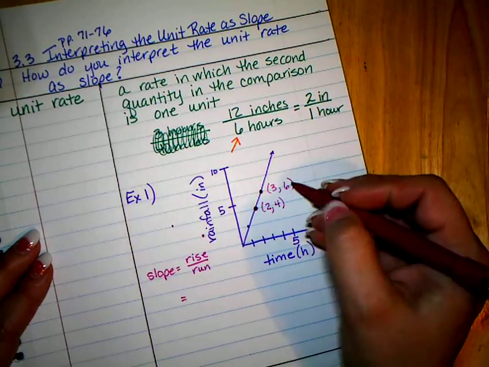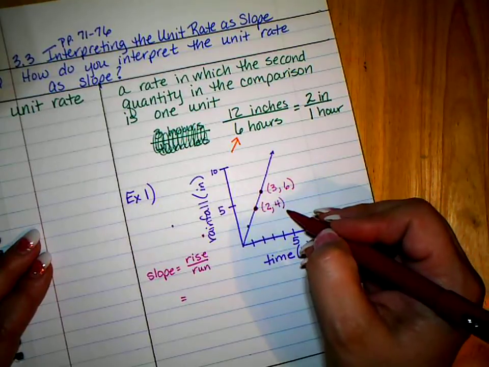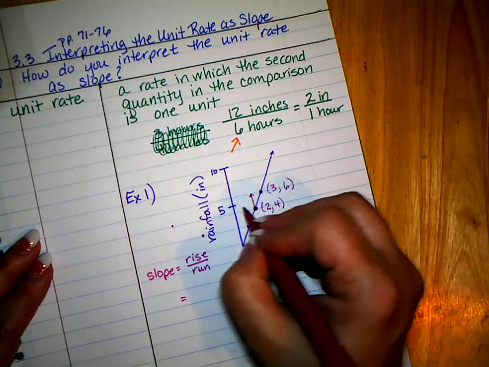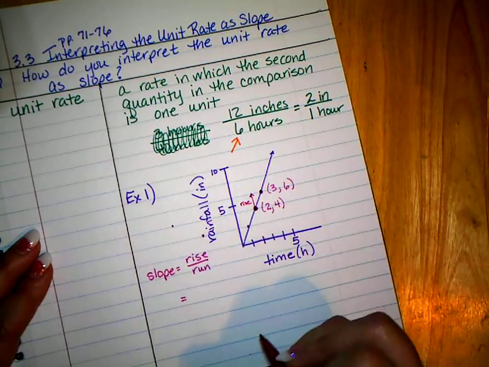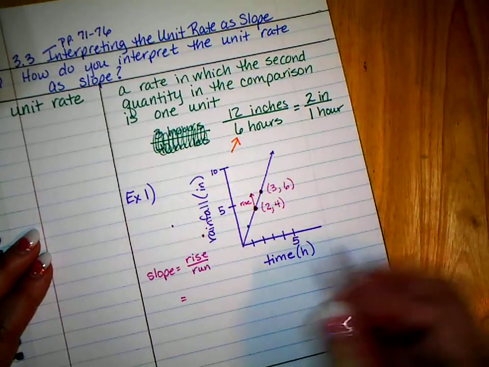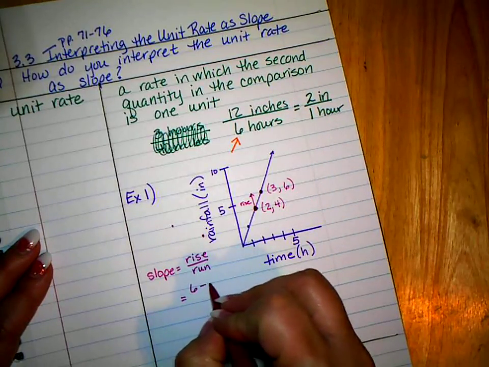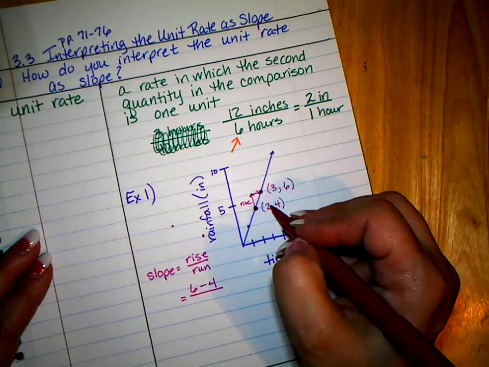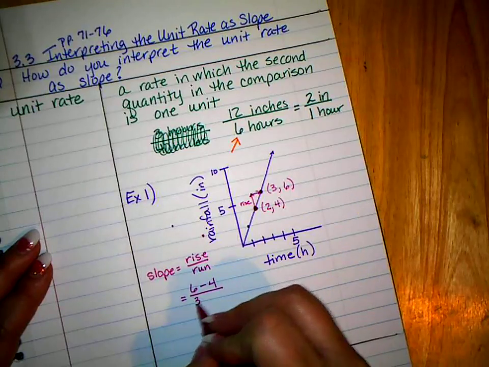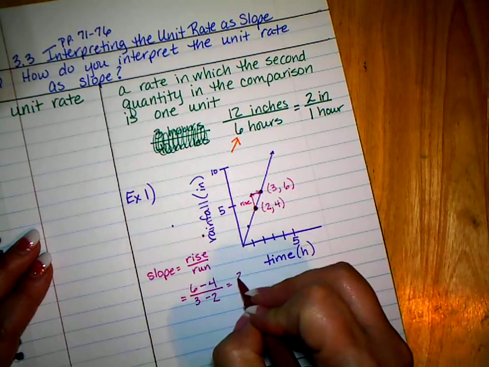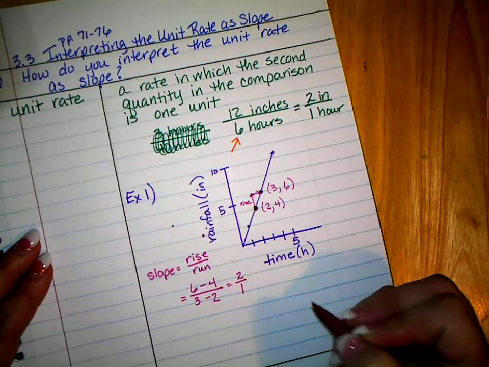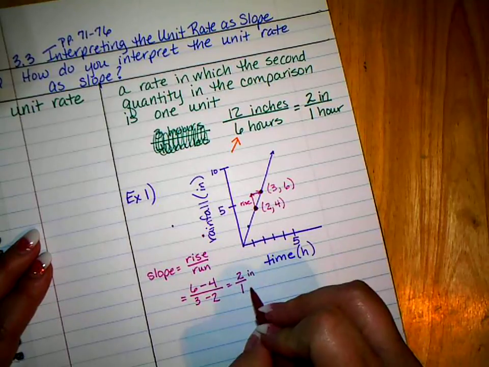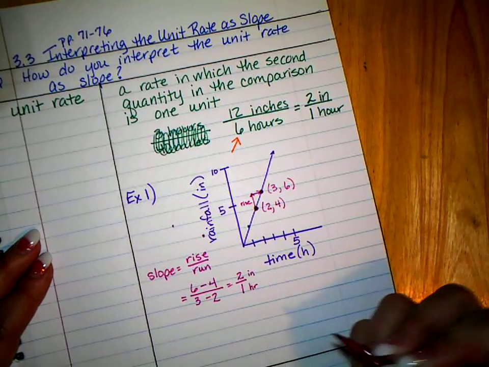And to make this simple, I'm going to do the large number minus the small number. My rise is how far up I go. That's the rise. So that would be 6 minus 4. And my run would be my x's, so 3 minus 2. So I have 2 over 1. That's 2 inches of rain or snow to 1 hour of time.